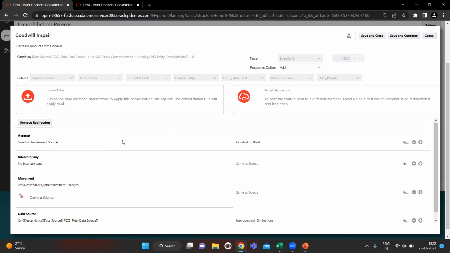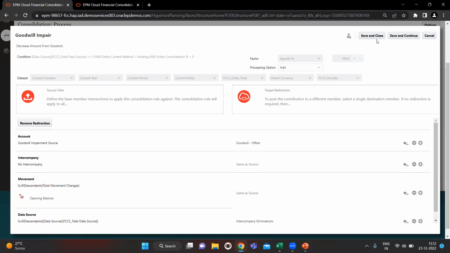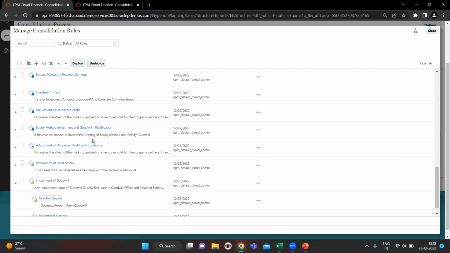Okay, because it has an inverse relation with the expense and revenue, or you can say liabilities and asset. So we have intercompany, and it will be same as source, and then we have movement, and in movement we again have same as source. But for the data source, I've chosen the intercompany elimination because I want to see it, or you can choose any other elimination member, or you can also take the same as source. Okay, so let's save and close.